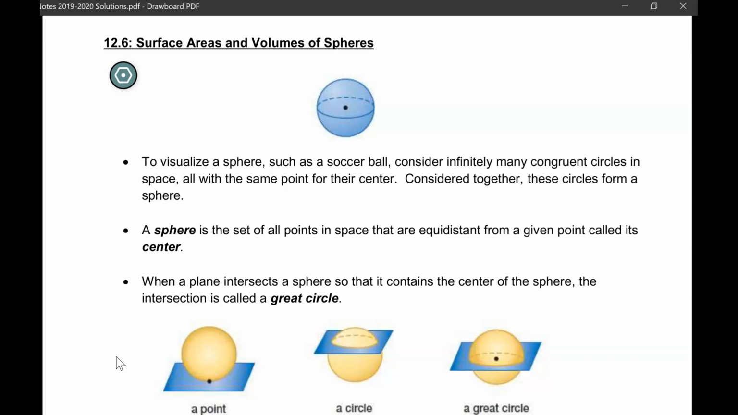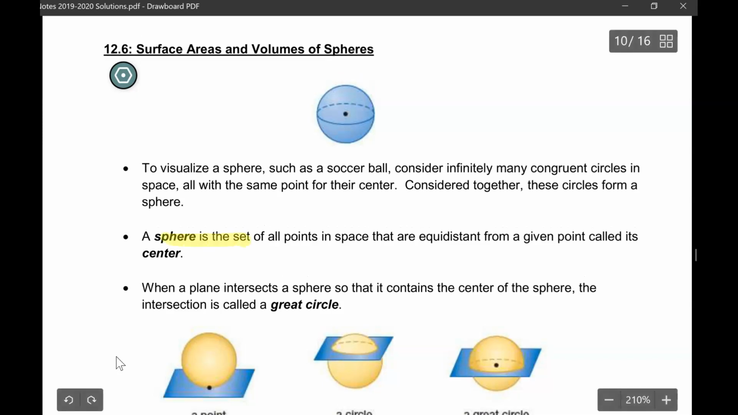So to visualize a sphere, I think we all know what a soccer ball or a ball would look like. And you have infinitely many congruent circles in space with the same point for their center. All right, and these circles form a sphere. So the sphere is the set of all points in space, so we're talking three-dimensionally, that are equidistant from a given point called the center. So just like we have a center of a circle, we have a center of a sphere.